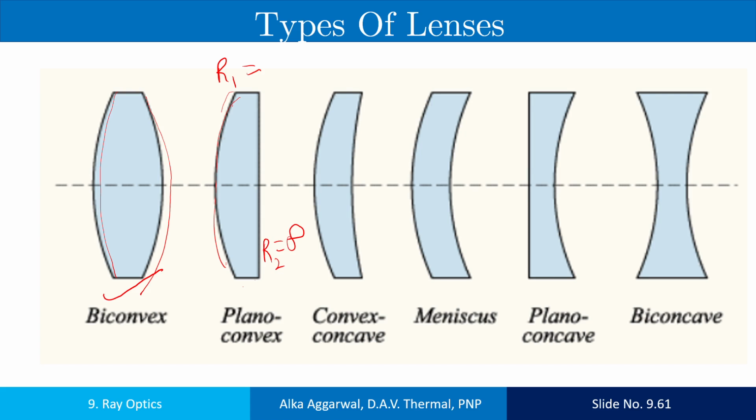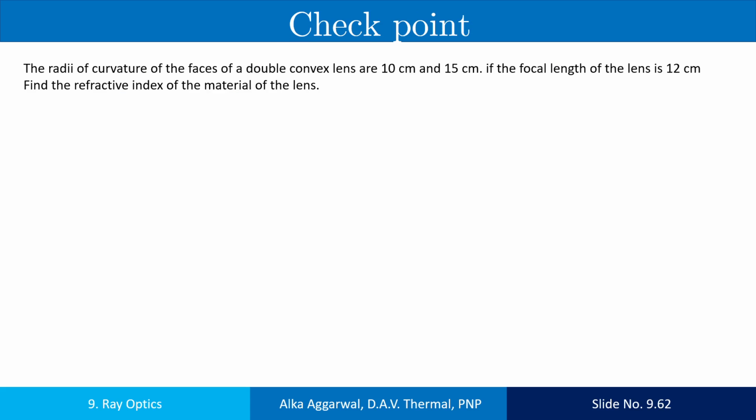Here the first surface is convex, the second surface is concave. So this type of lens is called convexo-concave. Here the first surface is plane, the second surface is concave, so it is plano-concave. The radius of curvature of the first surface is infinite. Here both the surfaces are concave, so it is called a biconcave lens.